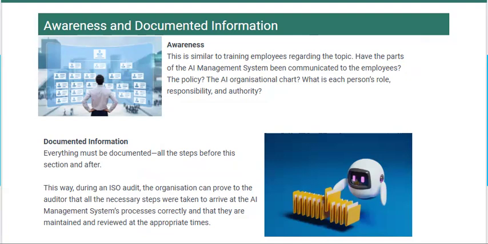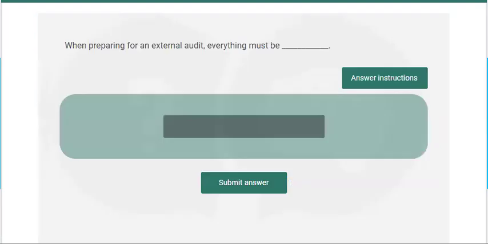Documented information. Everything must be documented, all the steps before this section and after. This way, during an ISO audit, the organization can prove to the auditor that all the necessary steps were taken to arrive at the AI management system's processes correctly and that they are maintained and reviewed at the appropriate times.